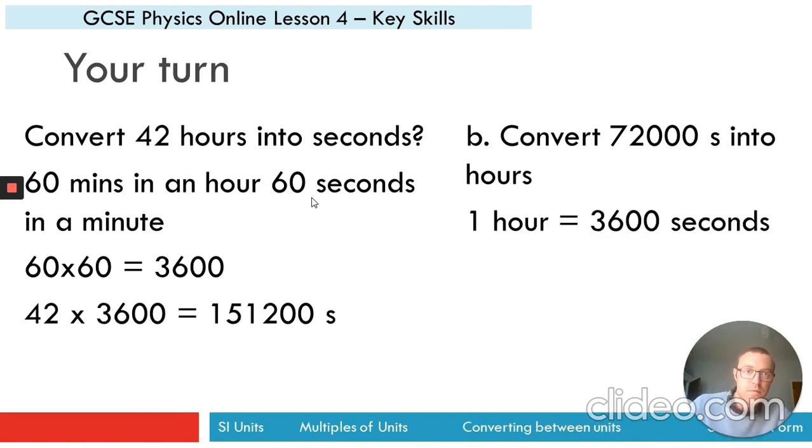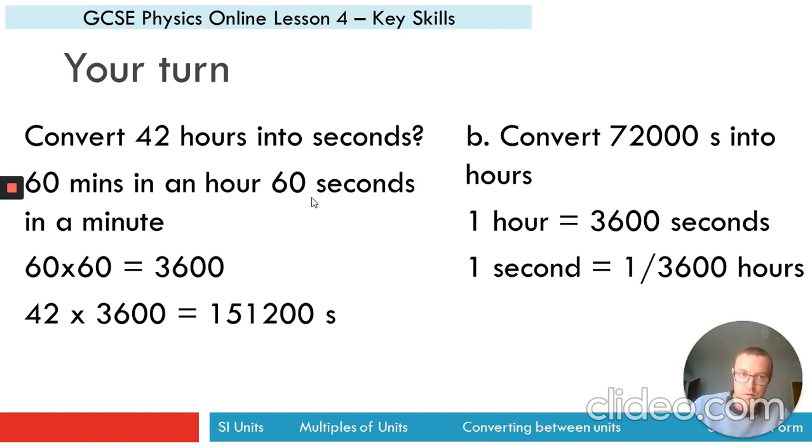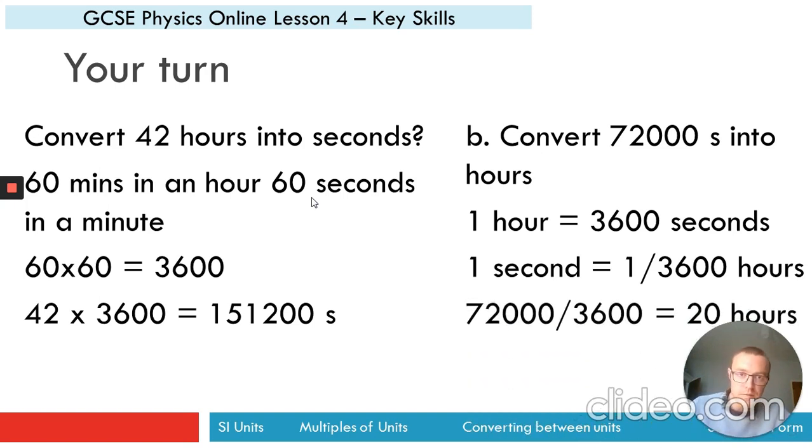For B, 72,000 seconds into hours. 1 hour is 3,600 seconds. 1 second is 1 over 3,600 hours. It's a small part of an hour. So I divide 72,000 by 3,600 and I get that 72,000 seconds is equal to 20 hours.